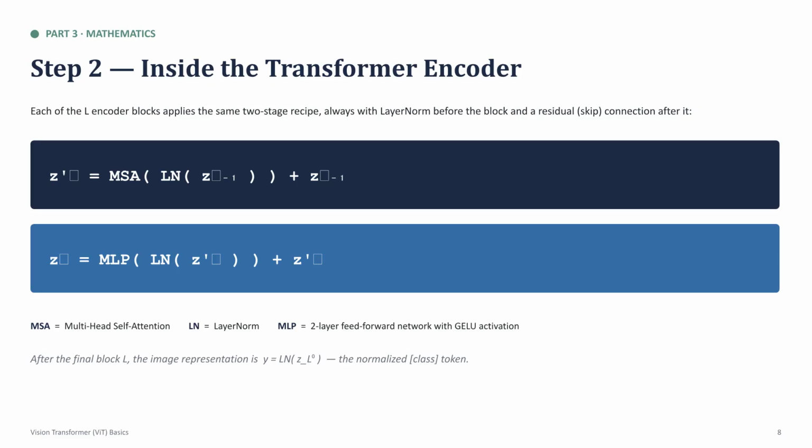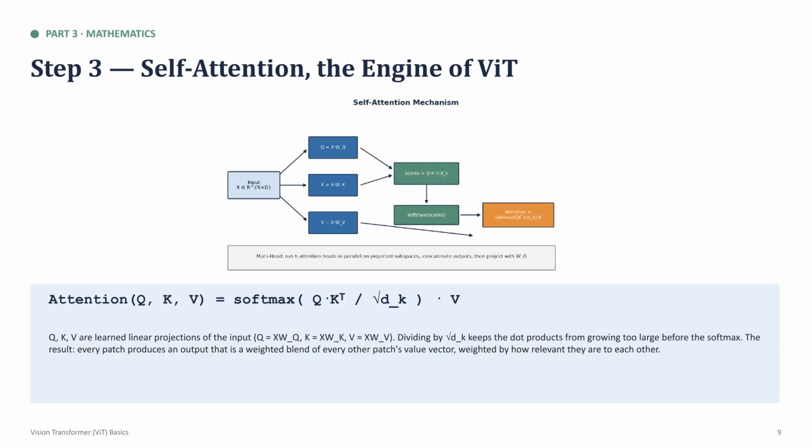That's Z for this layer. Layer norm always comes before the block, and the residual connection always comes after. That pattern is what makes it possible to stack these blocks very deep without the gradients vanishing. After the final block, we take the class token state, apply one more layer norm, and that becomes our image representation.